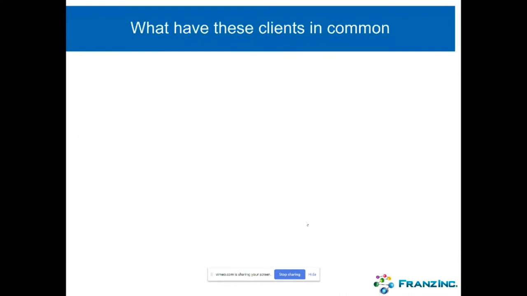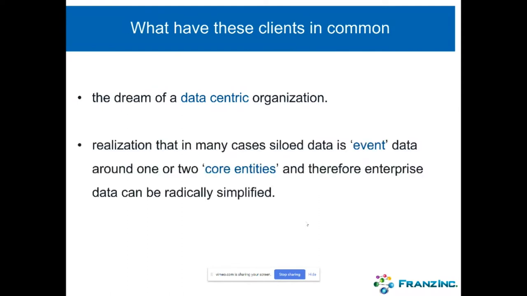So what do these clients have in common? They all dream of a data-centric organization, and they probably dreamt about it even before Dave came up with the term, but they now all agree that it is a very good description. It's always the dream: can I have one data infrastructure that will feed all my applications? The other thing my clients have in common is they realize that they care mostly not about the current state, but about what happened. They look at the data in all the silos and realize that it's almost all event data. So if you want to build a knowledge graph, you have to take that into consideration.